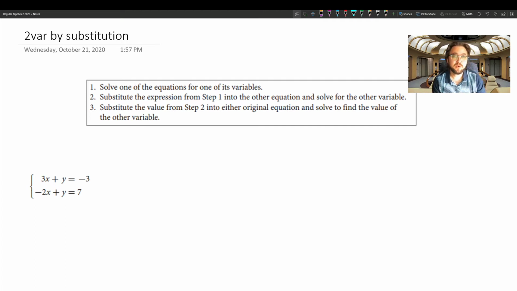So when solving a system with substitution, and this kind of works no matter if it's two or three variables anyway, what you want to do is solve one of the equations for one of its variables, substitute the expression you got from step 1 into the other equation, solve for the other variable, and then substitute the value from step 2 into either original equation and solve to find the value of the variable you don't have already. So let me do some demonstrations here.